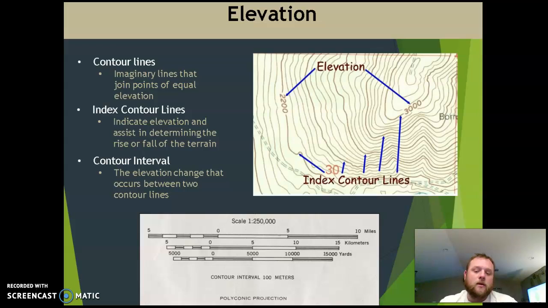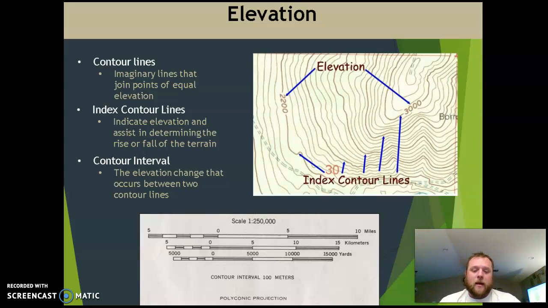These index contour lines show us the main elevation, normally the big unit measurements, like at 1,000 feet or 1,500 feet. They'll actually have that listed at the bottom of the map. Then you can see those and figure out the direction that the hill or the mountain or the valley is going by these index contour lines.